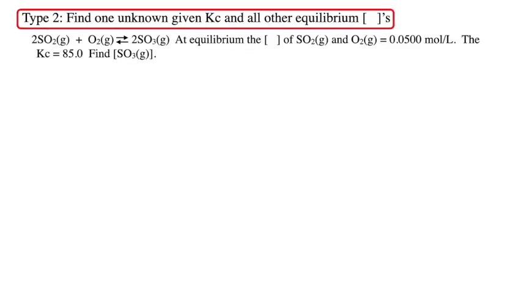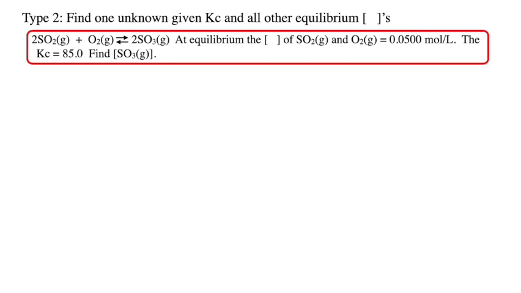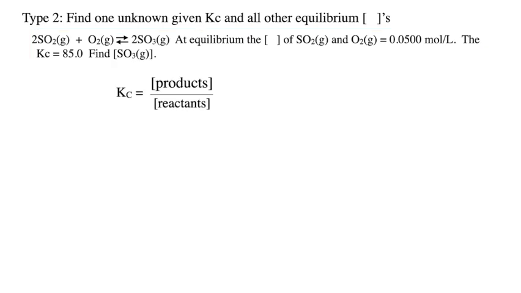This is very easy as well, except you're given Kc this time. Find one unknown concentration. Okay, so you can see our reaction. At equilibrium, the concentration of SO2 and O2 is 0.05. The Kc is 85. There, they gave it to us. Find the concentration of SO3. All right, Kc equals products over reactants. SO3 squared over SO2 squared times O2.